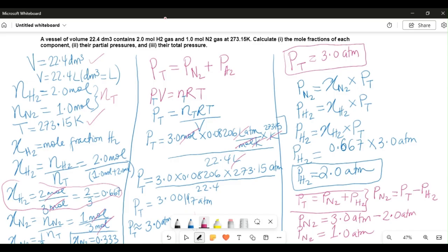So now we have determined the mole fraction of each component successfully. We've determined the partial pressure and we've determined the total pressure.